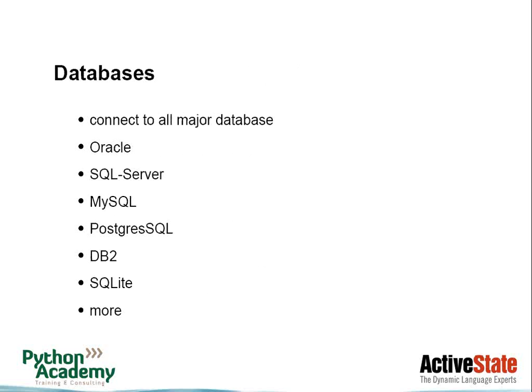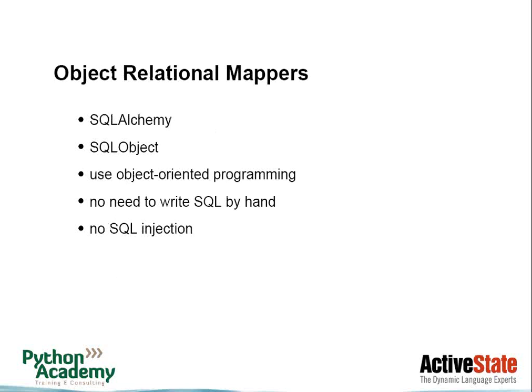Okay, you can also connect to databases. Actually, to all major databases, I think there's a connector to all of them, and you have something that's called an API in Python, so you can use the same API from Python, no matter what database, as long as you're not doing anything very special to one database. You can change your database without changing your code. So Oracle and SQL Server, MySQL, Postgres, DB2, SQLite, and many more databases. Next slide, please.